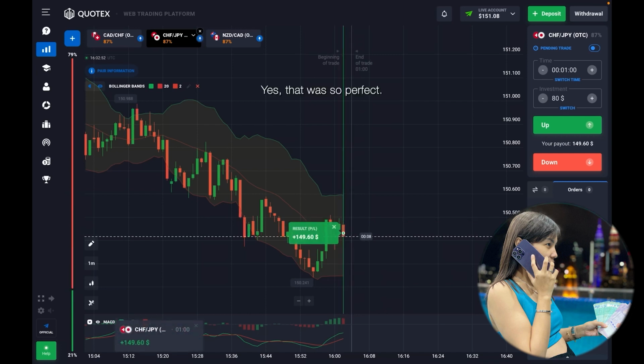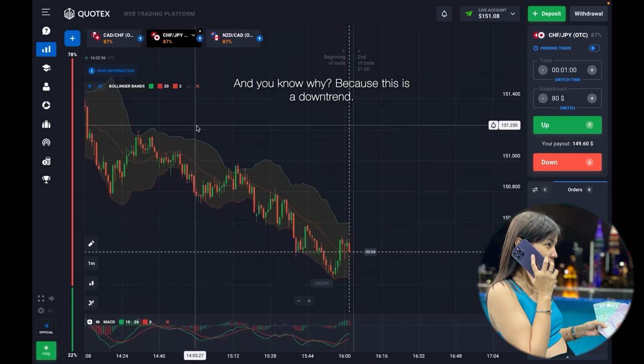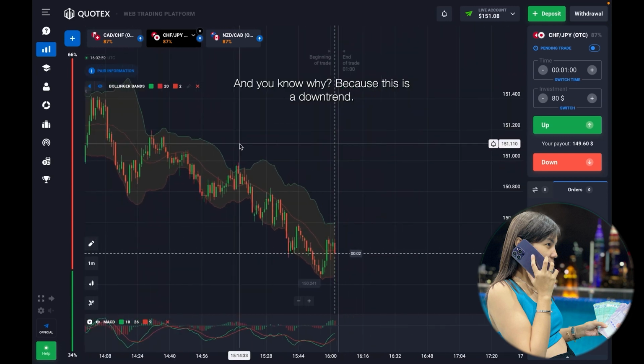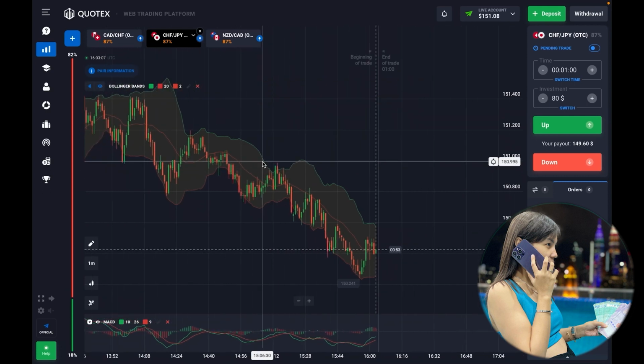So that was so perfect. As you see, the price moved in down direction. And you know why? Because this is a downtrend. Remember the simple rule: if you're a beginner, just trade according to the trend. Trading against the trend can be risky enough. So keep this in mind, and that's one of my rules.